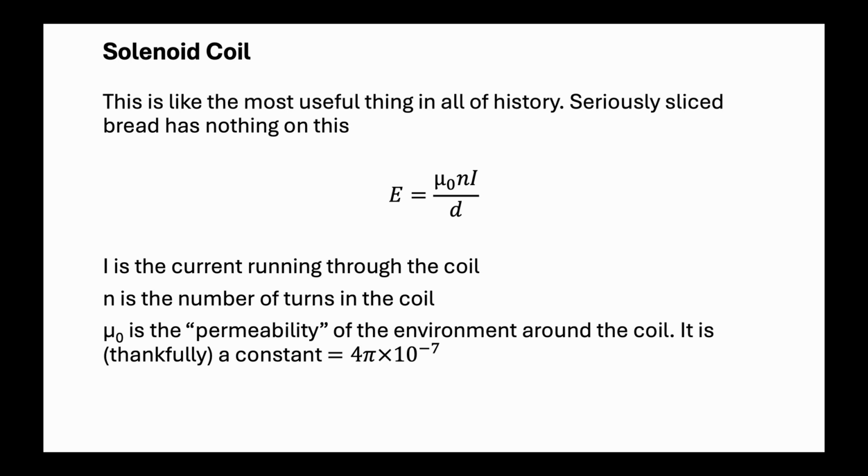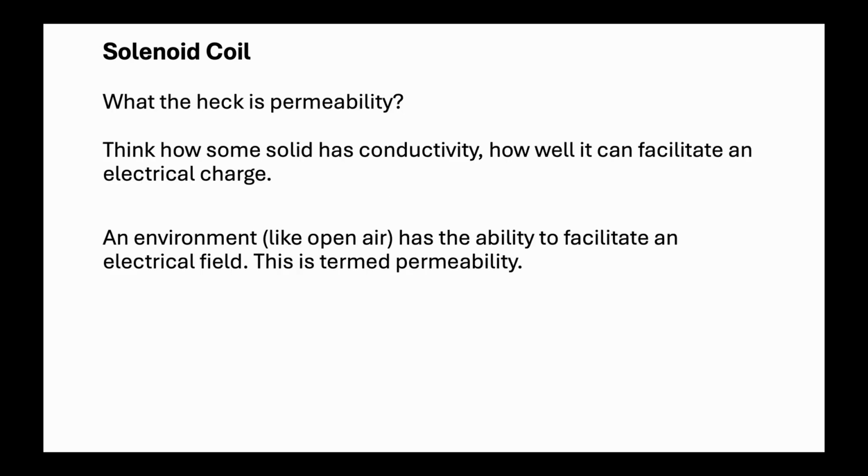And there's an equation that we can use to calculate the field, which is mu naught multiplied by n multiplied by I over d. And you think it kind of looks like the plate equation except with a bunch of stupid letters. And you're right. I is the current, and it's I because they call it impedance in electrical and stuff, but it's current. N is the number of twists we have in this coil we've made, and mu naught is the permeability of the environment around the coil. And thankfully it's just a constant, which is 4 pi multiplied by 10 to the negative 7. What the heck's permeability though?